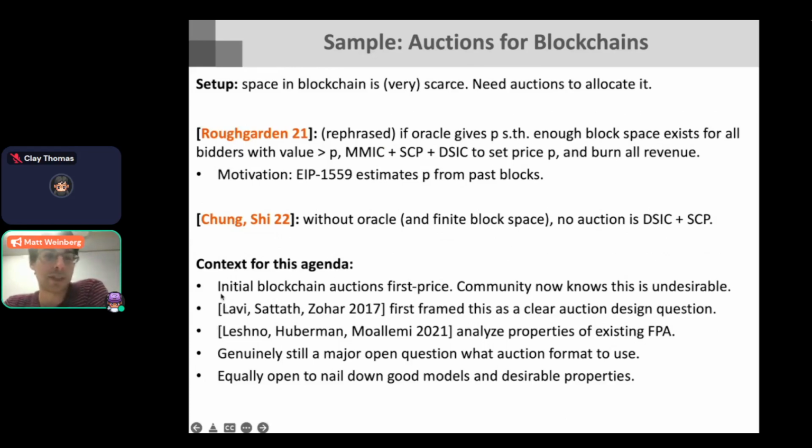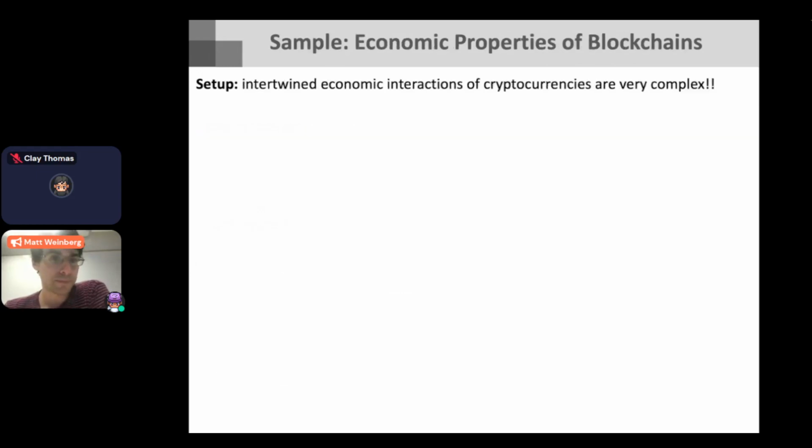Context for what's happened is that initial blockchains just used the first price auction. The community is now realizing that that's undesirable, and they don't know what to use. So EIP 1559 seems pretty good, but I would say it is still a major open question. What format should be used in the long term? What format should be used in different settings, and stuff like that?